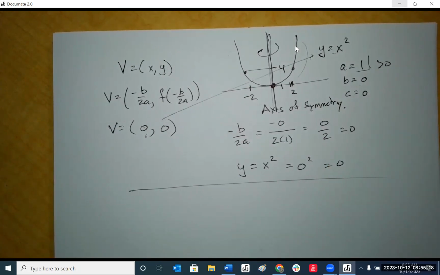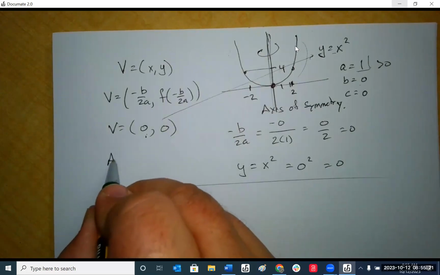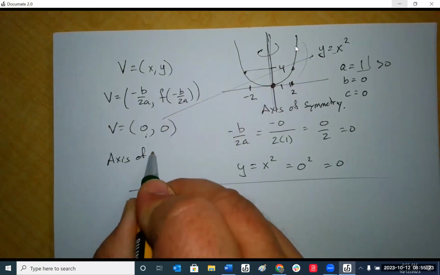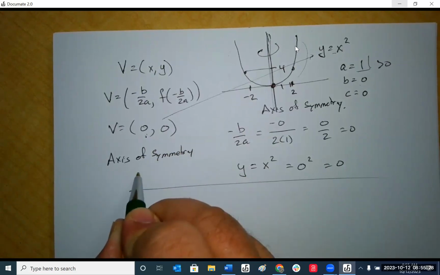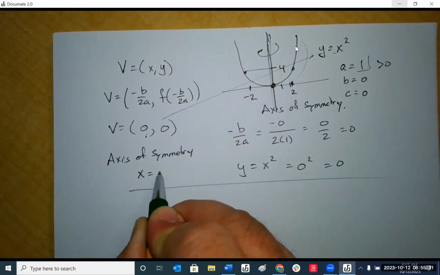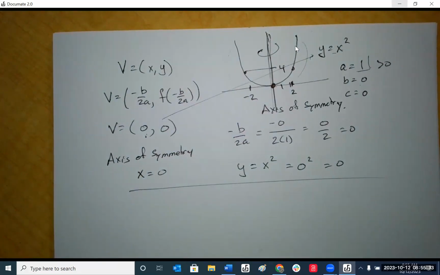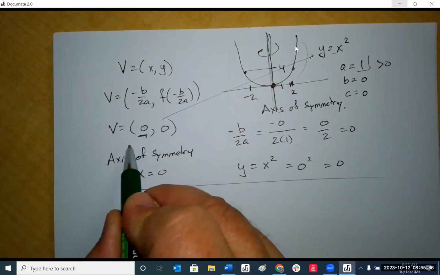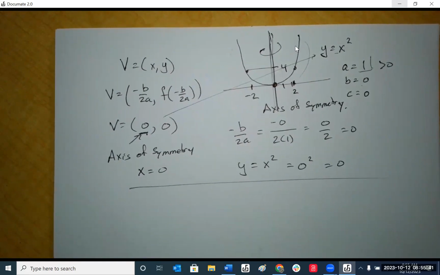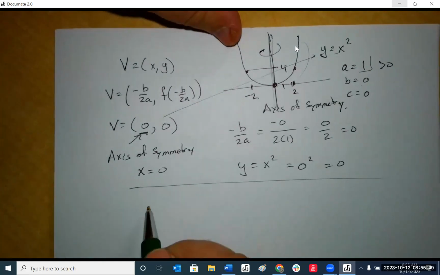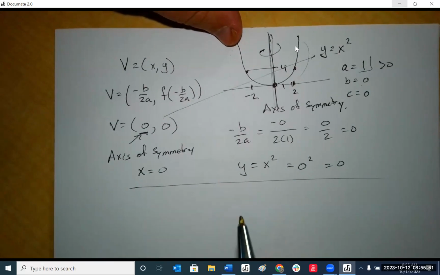And it has a formula. The axis of symmetry is simply the x value of the vertex, in this case, 0. The x value of the vertex is the axis of symmetry. Once you find it, just draw a vertical line, and whatever you have on this side, it mirrors on the other side. Which one am I going to use?